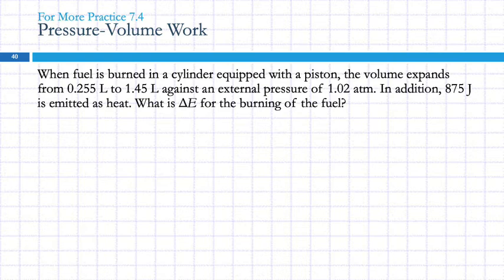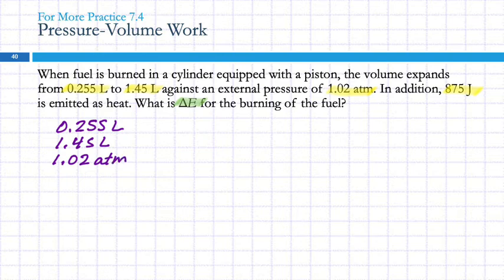I read the words, mostly. Highlight the numbers. Highlight what I'm trying to find, delta E. Write down the numbers with their units: 0.255 liters, 1.45 liters, 1.02 atmospheres, 875 joules. The volume expands from this to that, so this is initial and that's final. Initial volume, final volume. This is our external pressure, so that's P.